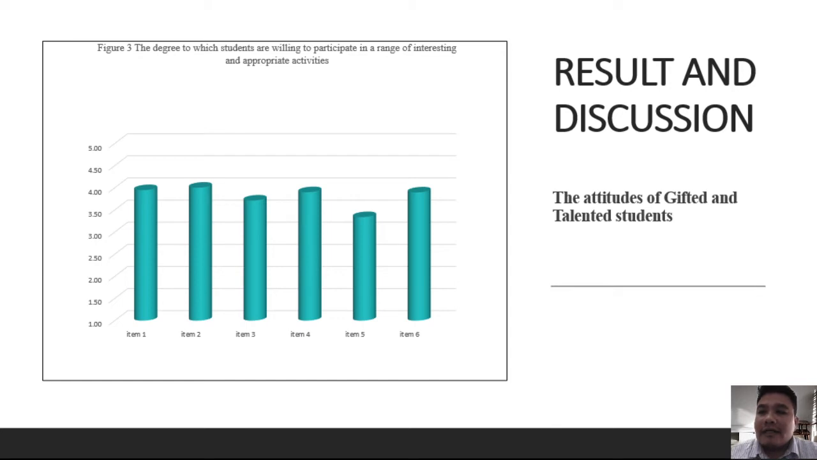Okay, the third one, the degree to which students are willing to participate in a range of interesting and appropriate activities. So if the activities done in the class are very interesting, students will be interested in this kind of activities. So this is the scale that you can see from the slide. So they are very good. They are very interested to join the activity if the activity or range is very good.